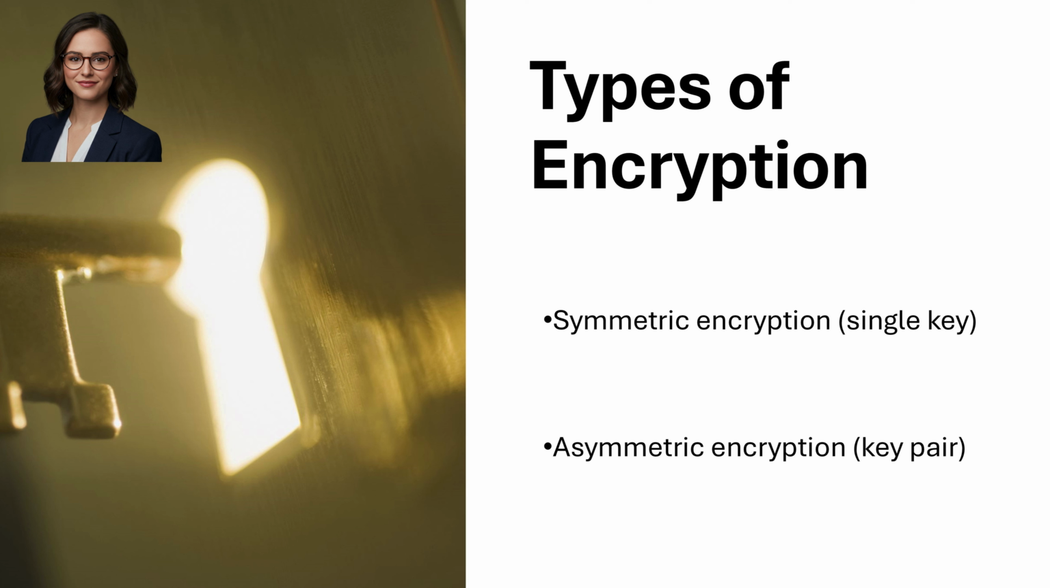Second, asymmetric encryption. Asymmetric encryption, also known as public key cryptography, employs a pair of keys, a public key and a private key. The public key can be freely distributed and is used for encryption, while the private key is kept secret and is used for decryption. This solves the key distribution problem of symmetric encryption, but it's typically slower and more computationally intensive. Asymmetric encryption is often used for key exchange and digital signatures.